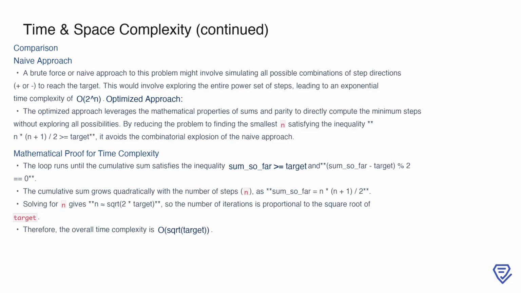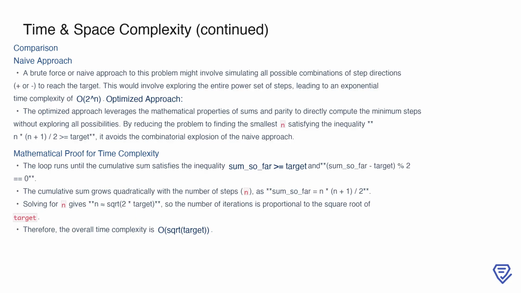The key insight here is that the loop terminates when the cumulative sum satisfies both the conditions that it is greater than or equal to the target, and that the difference between the sum and the target is even. Since the cumulative sum grows quadratically with the number of steps, this allows us to approximate the number of iterations as proportional to the square root of the target.